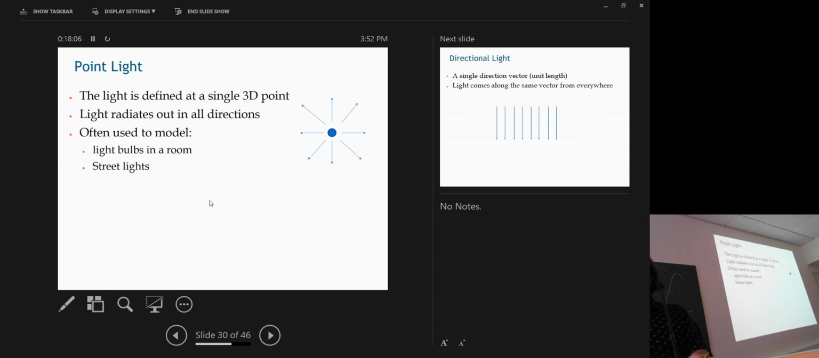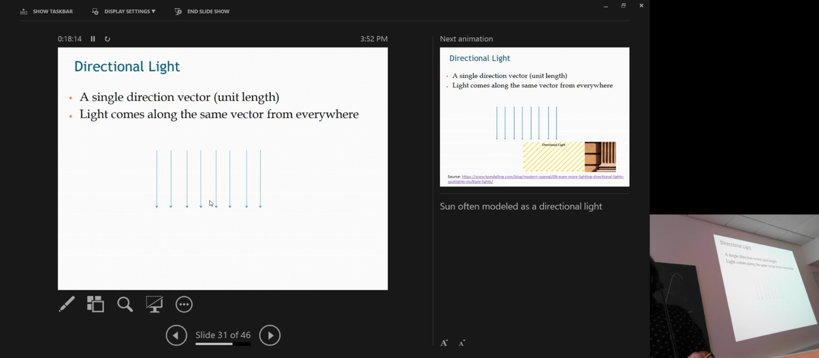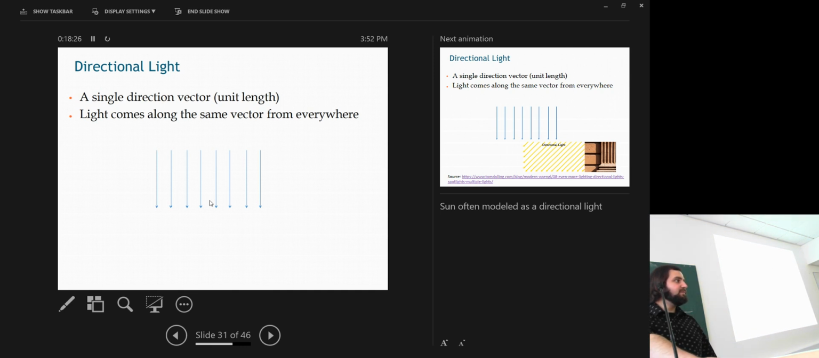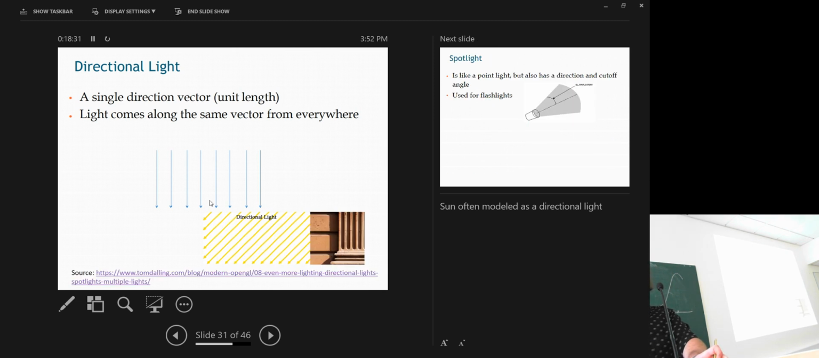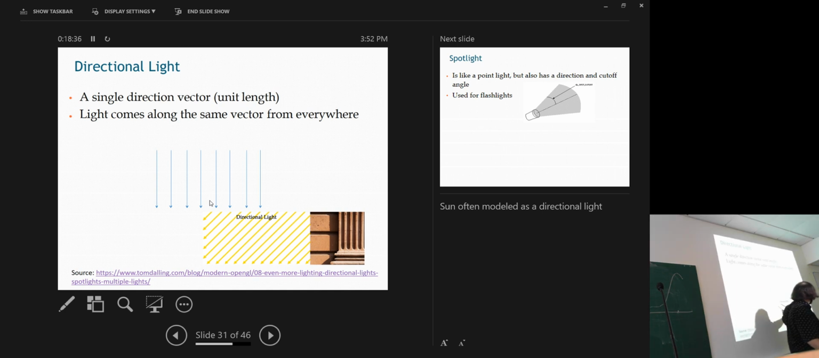Point light is used for modeling bulbs or street lights, and it emits in all directions, while directional light is just light emitted in a single direction. Any example of a directional light? The sun. Yeah, that's the best example. And in real scenes, for example, here you have light coming only from this direction, and you have shadows cast to this side.